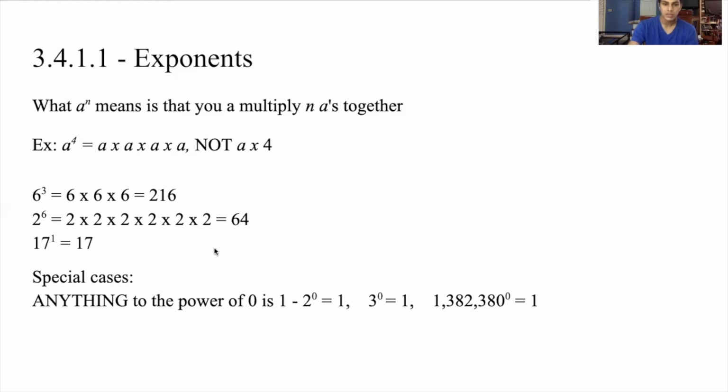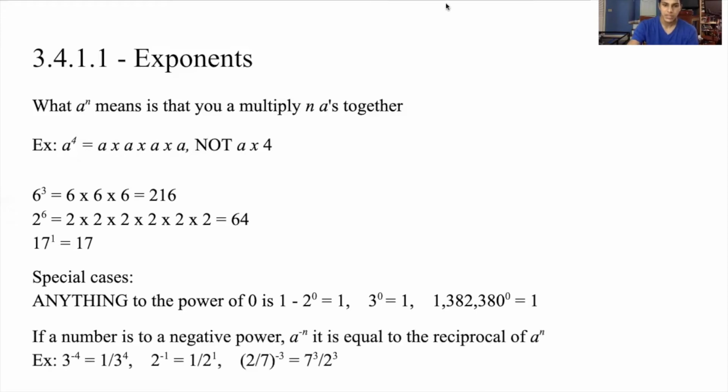And then a second special case is if you have a negative exponent. If you have an exponent in the form of a to the power of negative n, it's equal to the reciprocal of a to the power of n. So you might be wondering what reciprocal means. Basically, if you have a number, say I took the number 3 as an example, it's what number do you multiply by 3 to make it 1. So what number can I multiply by 3 to get it equal to 1? 3 times 1/3 would equal 1. So therefore, the reciprocal of 3 is 1/3.